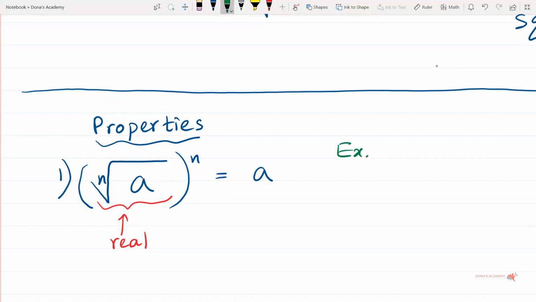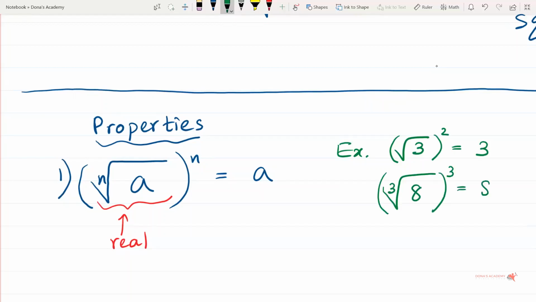If you take square root 3, it is real, right? And square, then this is going to be 3 again. If you take third root 8 cube, then this is going to be 8.